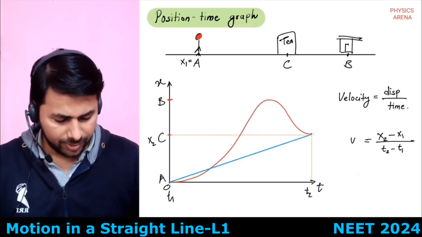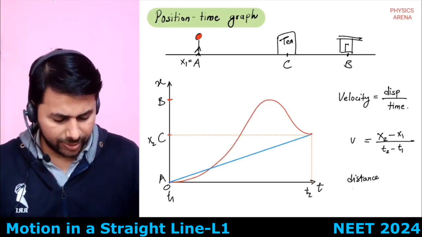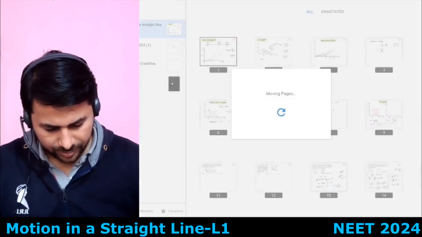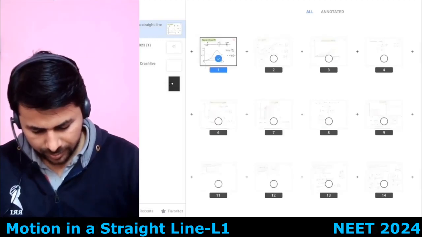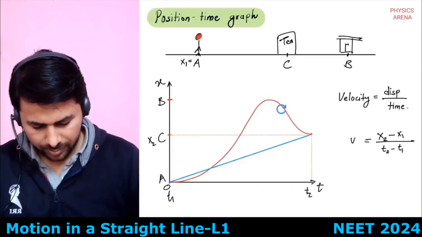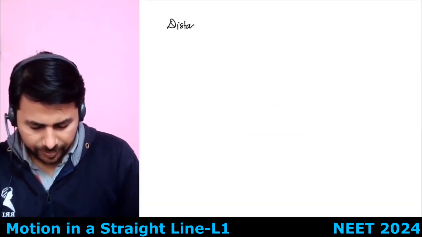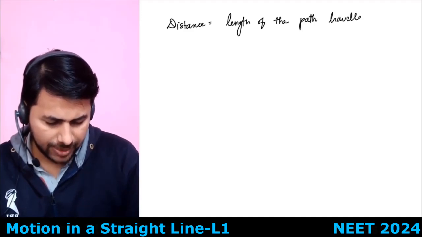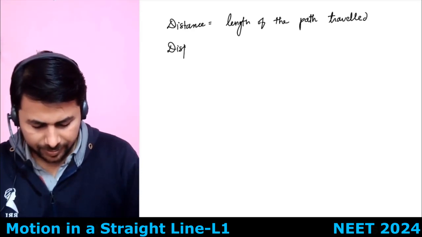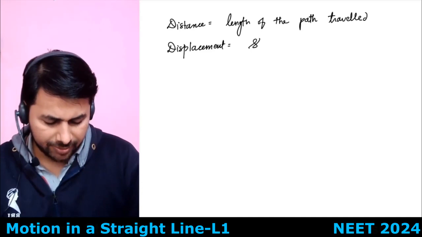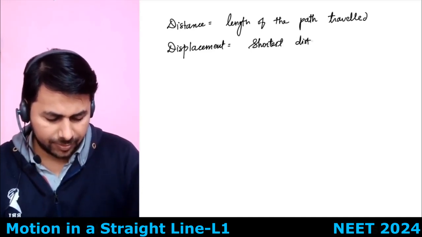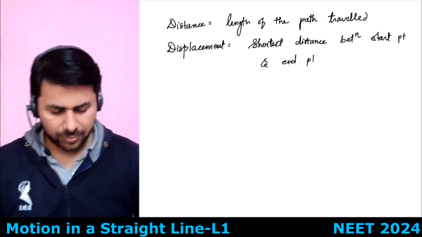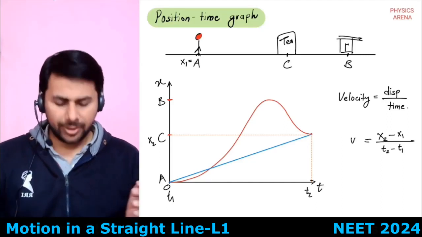Distance is equal to the length of the path traveled, the total length, and displacement is the shortest distance between start point and end point. This is true for straight line motion, and this is true for any kind of motion.